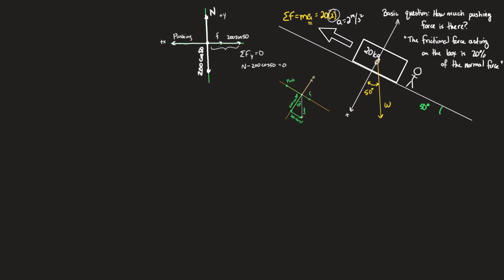The net force in the x direction equals ma. And there's quite a few things I have to put here. There's the pushing force, that's in the positive direction. There's the frictional force, that's in the negative direction. There's 200 sine 50, that's in the negative direction. And that all has to equal ma. Now, if you chose to do the basic problem, you don't have this. But if you chose to do the more difficult question, you do.